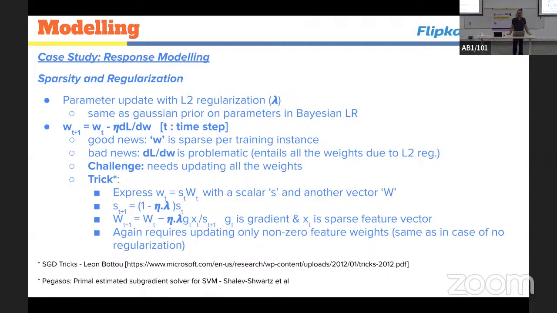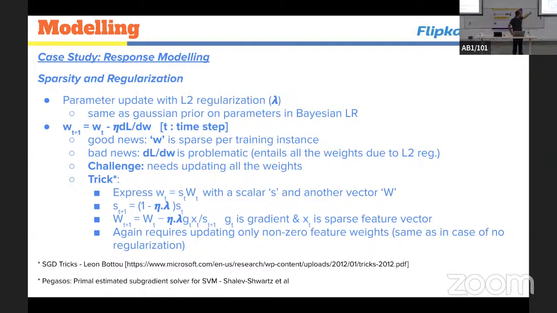Now the cardinality hits you. If you have many millions of features and you have to update them all in one iteration, you're going to run into challenges. This is going to take time. This will slow down your learning algorithm. The convergence will be very slow. Okay, so there's a neat trick.